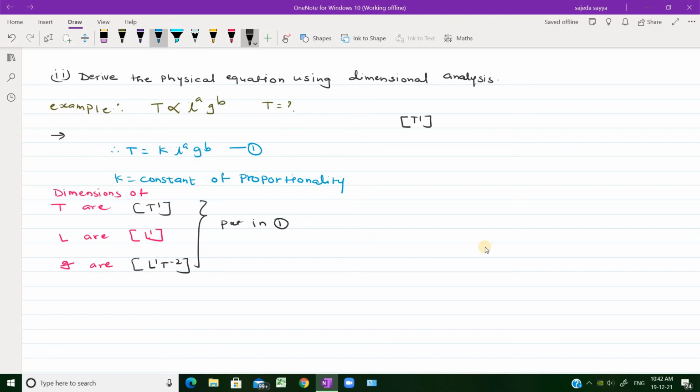So on substituting in equation 1, it will be T raised to 1 equals a constant. We cannot do anything with this constant. Let us simplify it. It must be B. Multiply with the power. More simplification gives us, base same, power difference will be added.